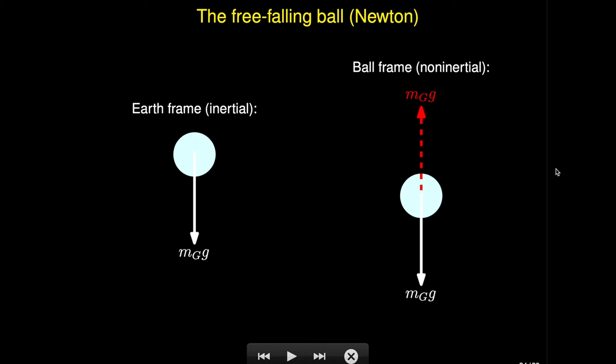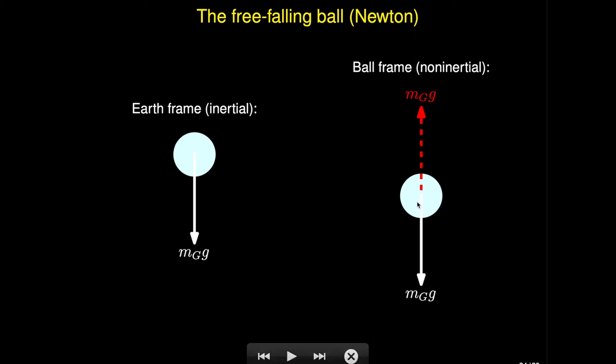But then if I transform to the frame of reference where I fall with the ball, I am now in a non-inertial frame. If I am in the frame of reference where I am falling with the ball, then to me it looks like the ball is stationary. It looks like it's the Earth that's rushing up towards me.